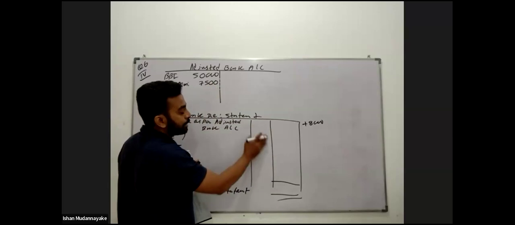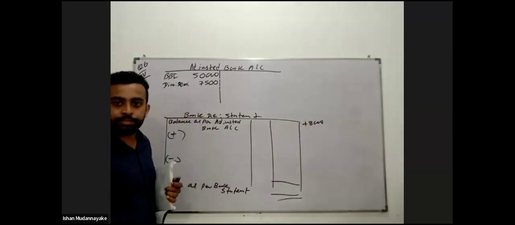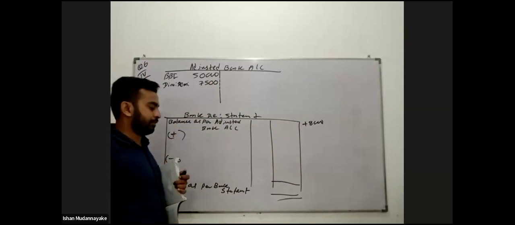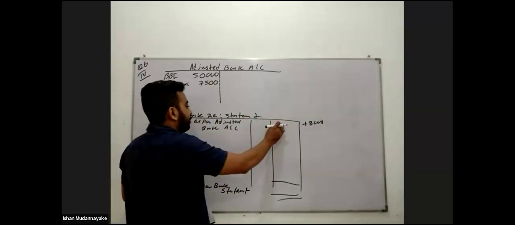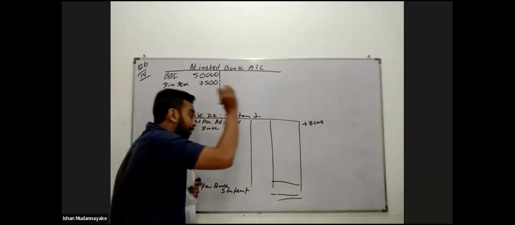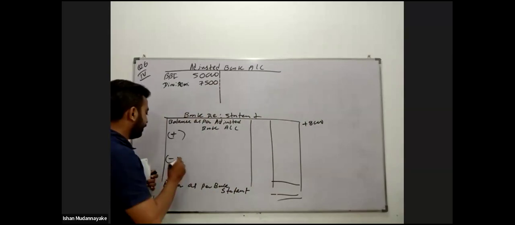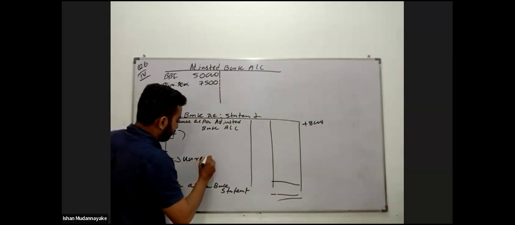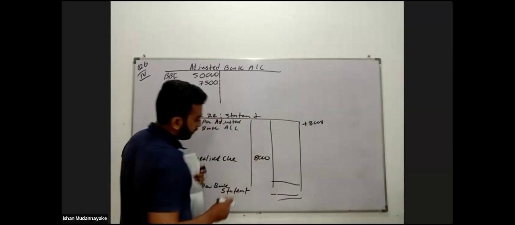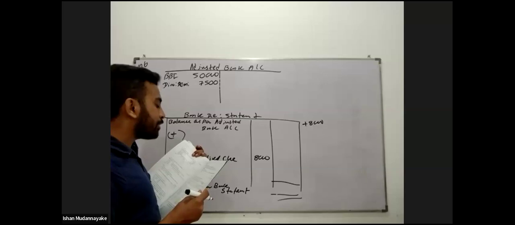Therefore, to show the reasons for the difference, that added check you need to deduct. I have added this check, but the bank has not added it, so I will deduct this amount. Then my balance will be equal to the bank balance. So now, unrealized check 8,000 minus.